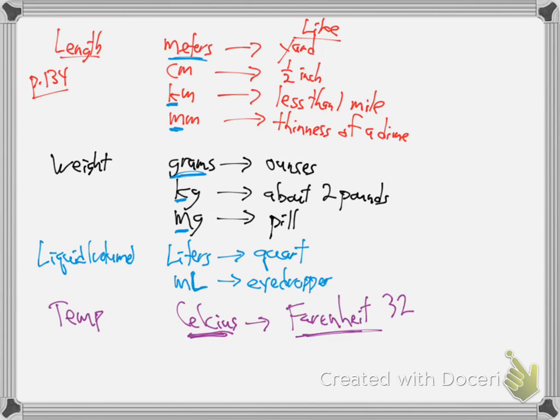Because our system's hokey, right? That's why the whole world has gone to metrics except for America and one other country in South America. I forget which one. Argentina, I guess. It might be. Everybody else got metric is way easier. Yeah, 0 is freezing. Way easier.